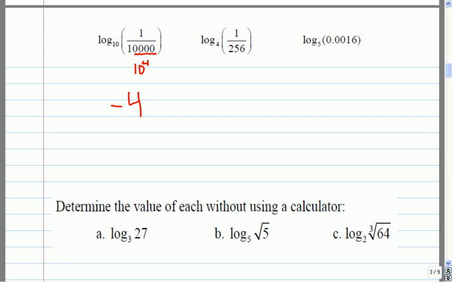What about log base 4 of 1 over 256? What's the connection between 4 and 256? It's actually 4. So this one is going to be a negative 4. Okay. You're going to need a calculator. Whenever you see a decimal, you're going to need a calculator. So give it a try with the calculator. What a surprise, surprise. It is also negative 4.